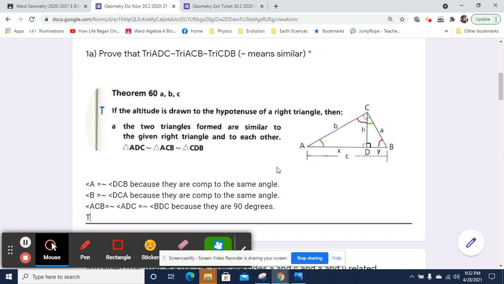So triangle ADC is similar to triangle ACB is similar to triangle CDB, by angle, angle, angle. You can actually do it with just two angles because the third angle theorem forces the third angle to be congruent.